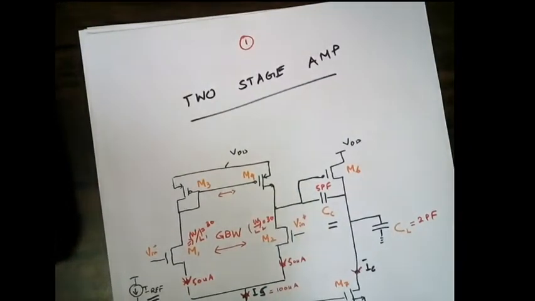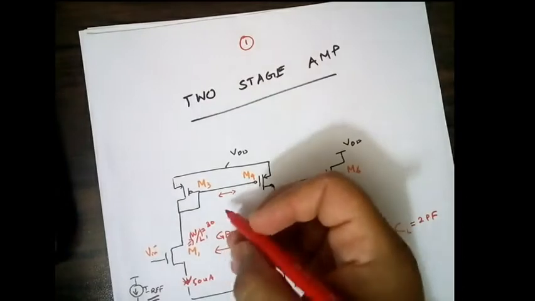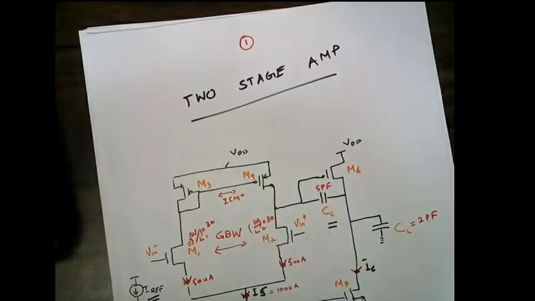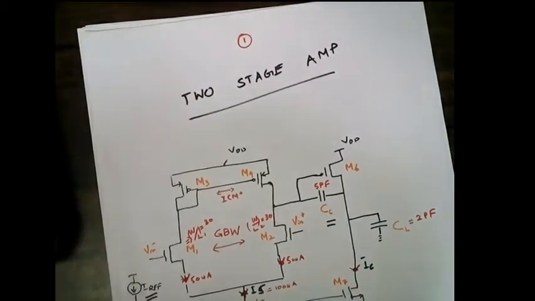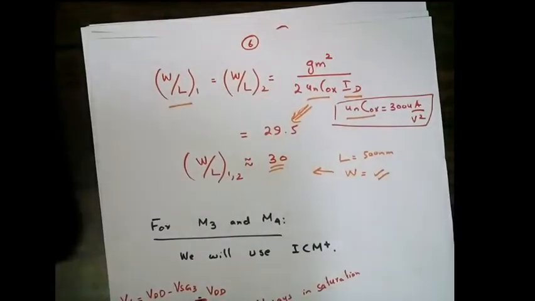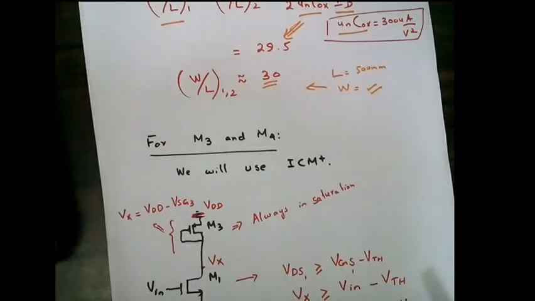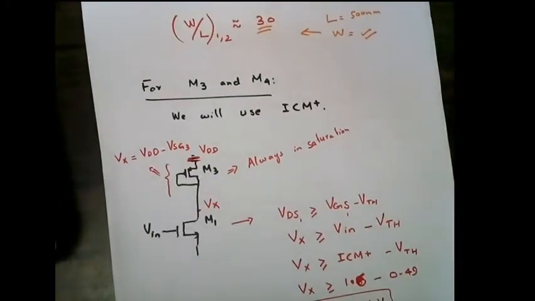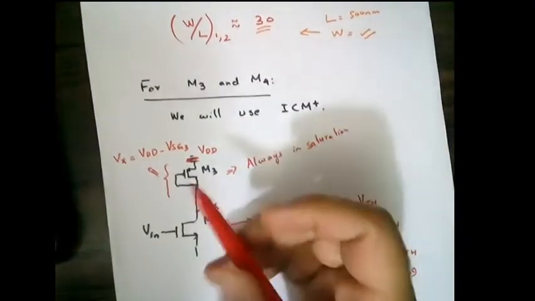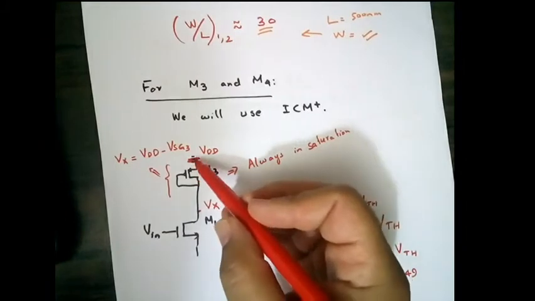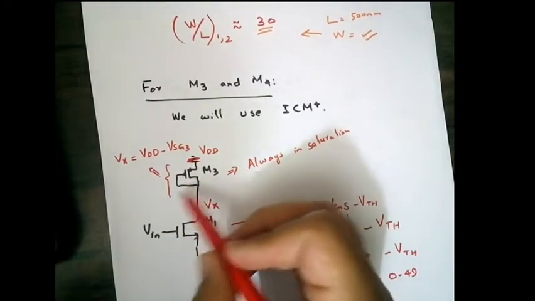We mentioned these M3 and M4 are going to be determined by ICM positive, the input common mode maximum value. So it is a positive value for us. So for M3 and M4, we will use ICM positive. How are we going to determine this? If we draw only one part, since it's a differential pair, I'm only drawing M1 in series with M3, and M3 is diode connected.